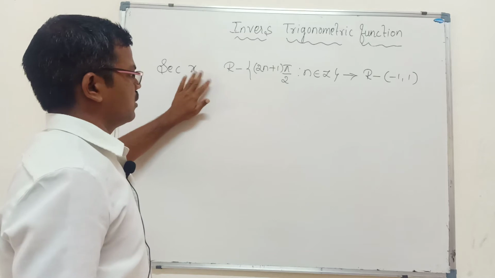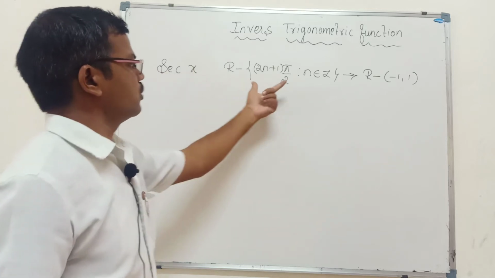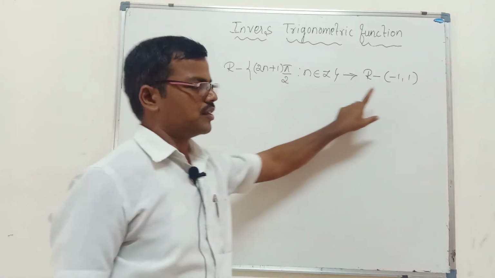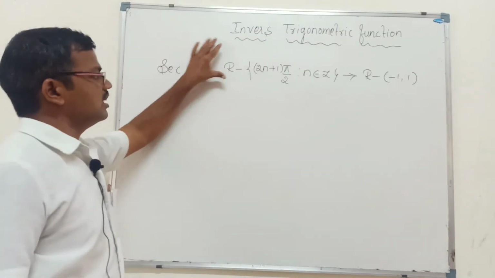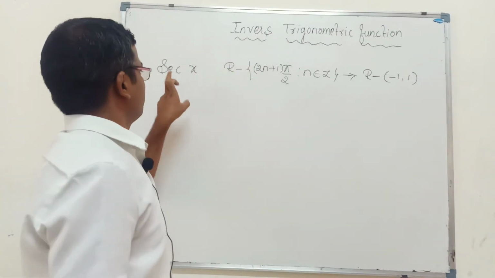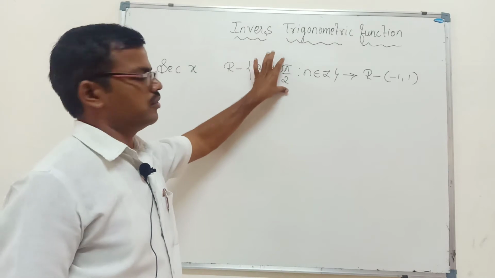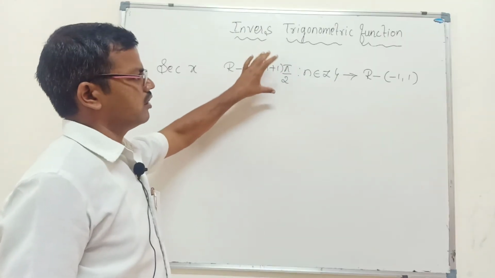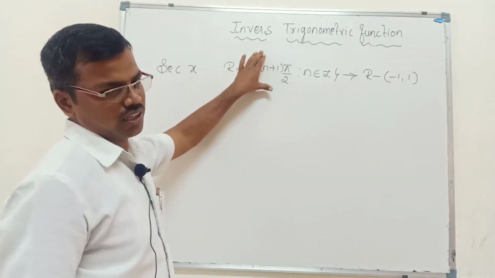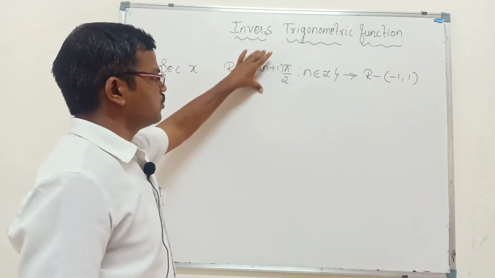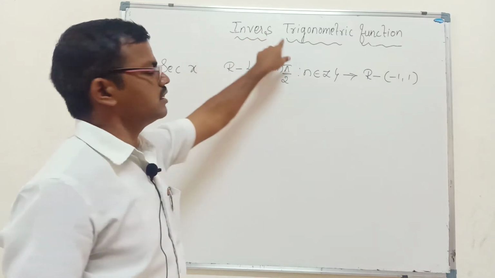So we know all this about the sec function, this is the domain, this is the range, we learned it in the first year. Within this domain, we have to check whether it will become both 1-1 and onto in this interval or not. So if it becomes both 1-1 and onto, then it has its inverse.